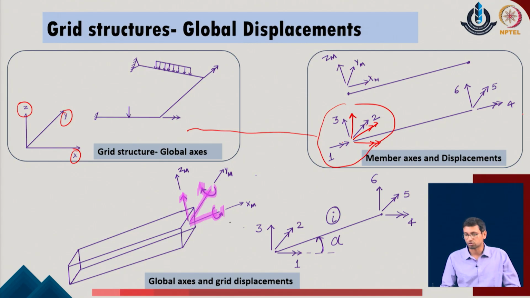Similarly, at node 2, which corresponds to degrees of freedom 4, 5 and 6, we will have one moment about the axis x, one moment about the axis y, and one translation about the axis z of the given system. So, how do we now convert the individual degrees of freedom, or the forces in the direction of the local member coordinate, to the global coordinate?